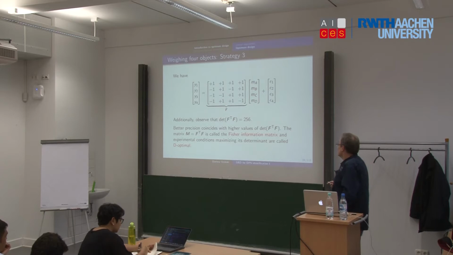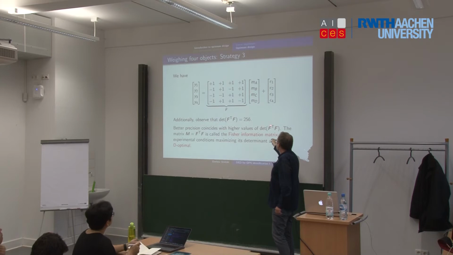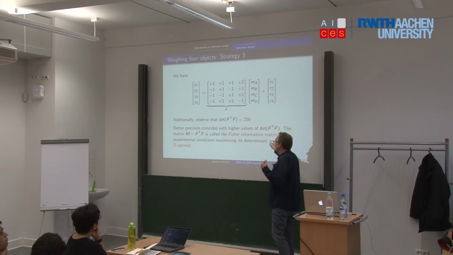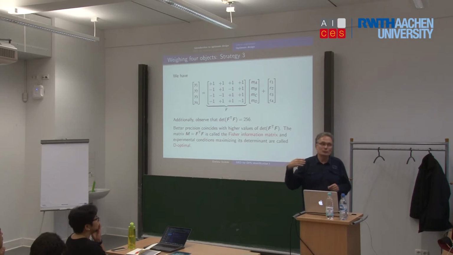And as you can see, we can find best conditions for our experiment by maximizing the determinant of this information matrix. So this is very critical. And in my talk, in my mini course, you will be able to see maximization of this determinant many times. So it is the most popular optimality criterion used in experimental design.